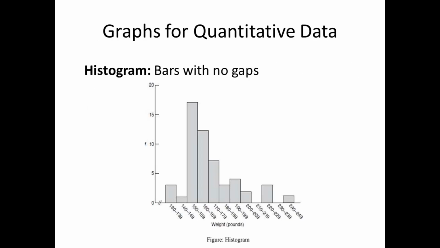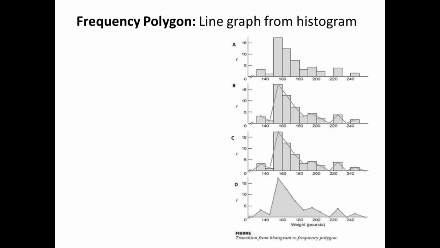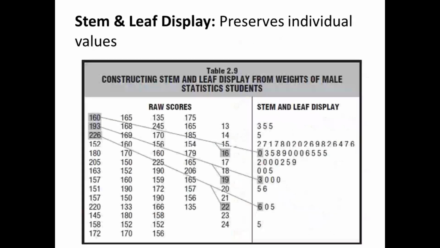In a histogram the bars don't have any gaps. It is good for continuous data. Frequency polygon: a line graph of the histogram frequencies is a frequency polygon. Stem and leaf plot retains original data values while showing shape.